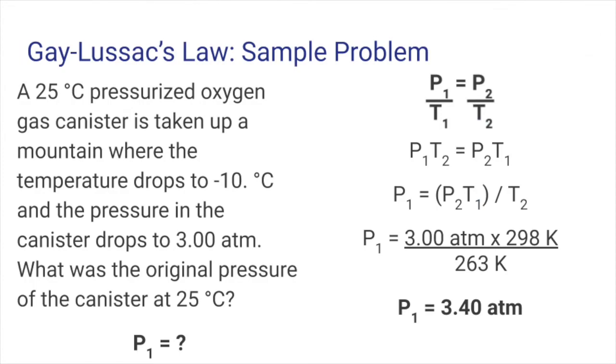Here's how I solved this Gay-Lussac's law problem. We need to find the original pressure, so that is P1 in the equation. Solving the equation for P1 gives P2 T1 over T2. We can't use these Celsius temperatures, so we'll need to make them Kelvin temperatures. 25 degrees Celsius is 298 Kelvin, and negative 10 degrees Celsius is 263 Kelvin. Now we can substitute 3.00 atmospheres for P2, 298 Kelvin for T1, and 263 Kelvin for T2. This calculation ends up with 3.40 atmospheres as P1.